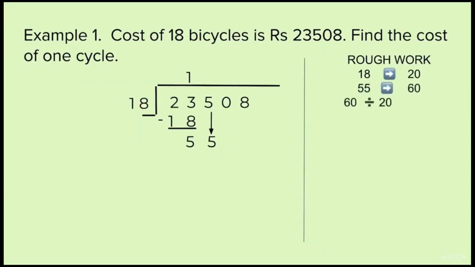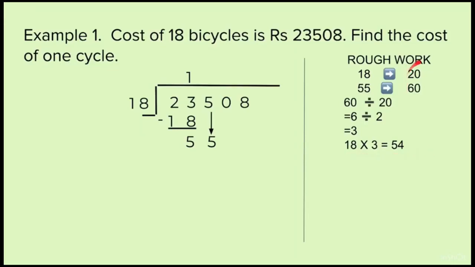Which is the nearest number to 18? That is 20. The nearest to 55 is 60. So 60 divided by 20 is how much? The 0 is cancelled, so 6 divided by 2 is 3. So what we can do is multiply 18 by 3. 18 multiplied by 3 is equal to 54. Or we can hide the number on the right side, like in 18 we can hide 8, in 55 we can hide 5. So when you divide 5 by 1, you will also get 3. So 3 times it will go.